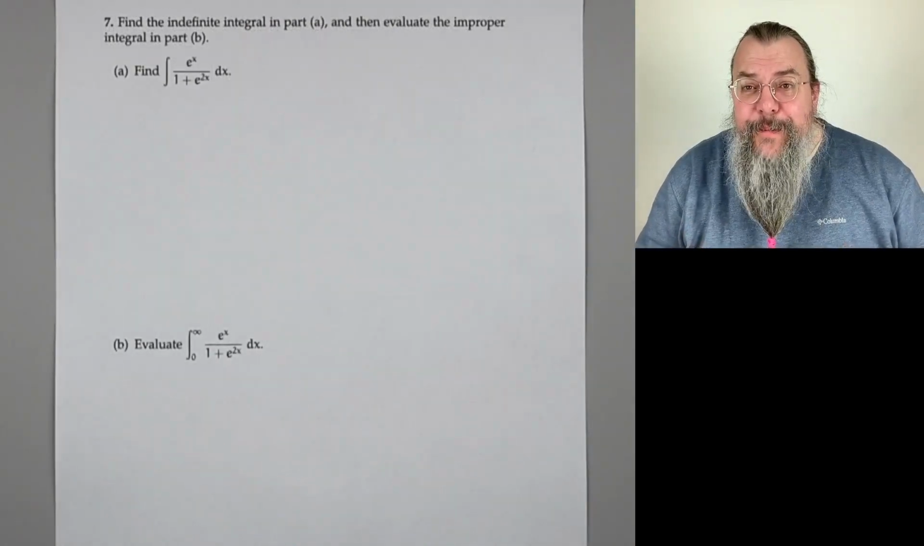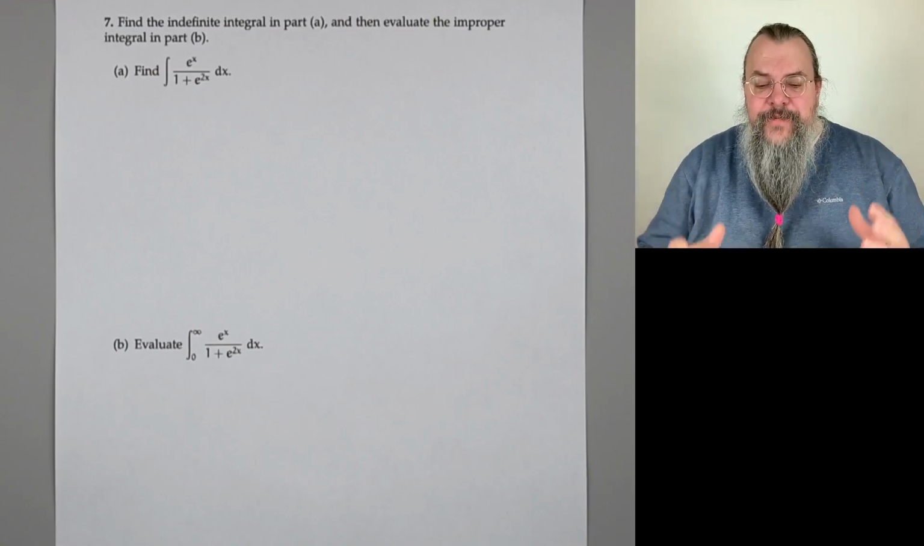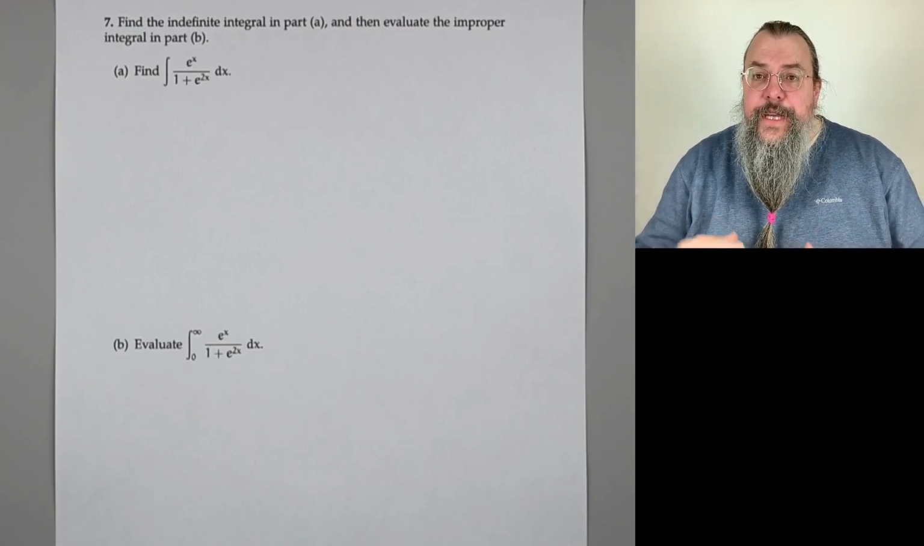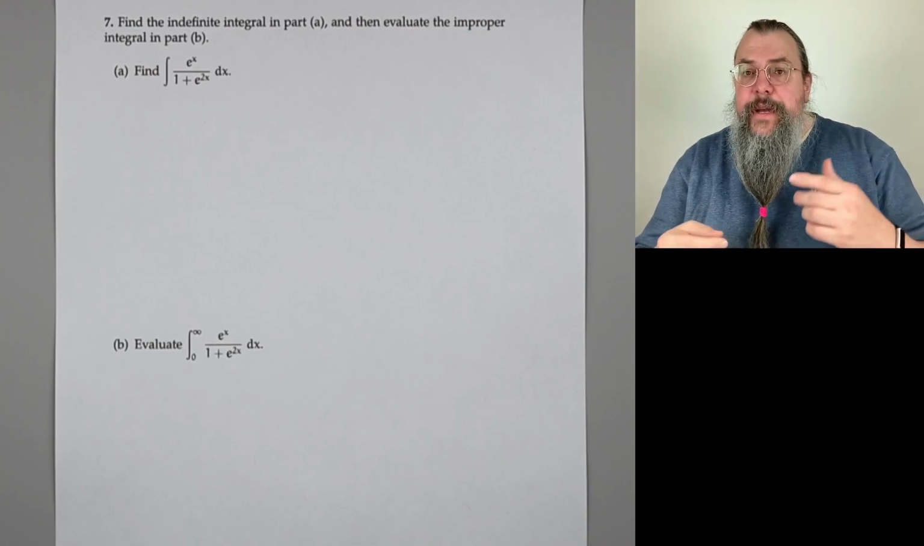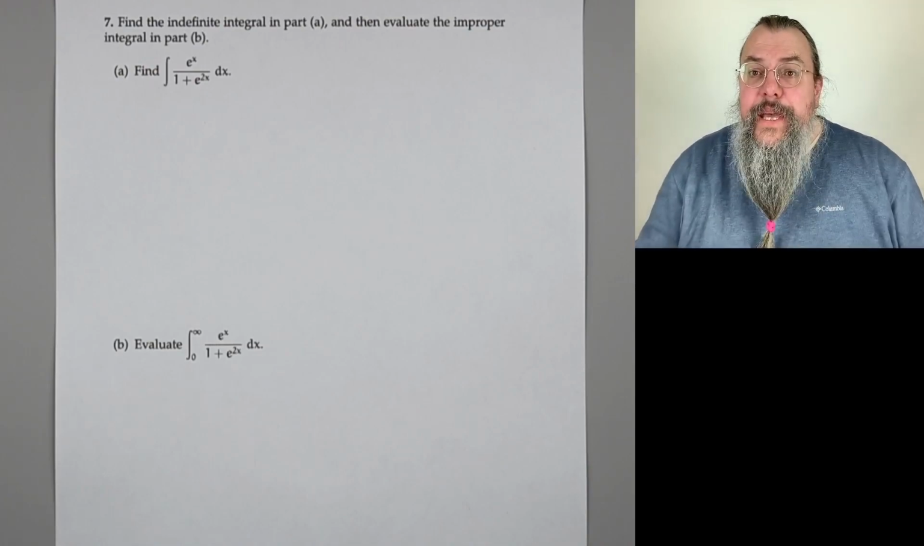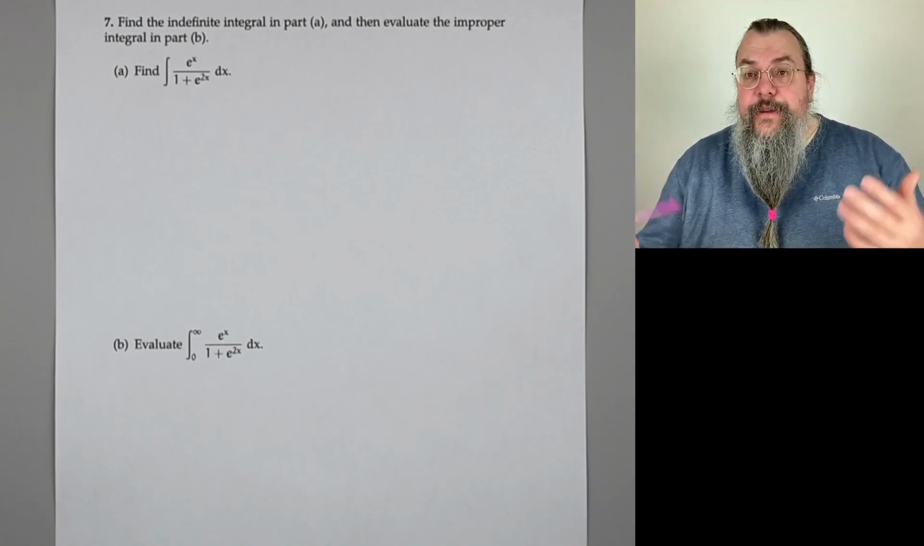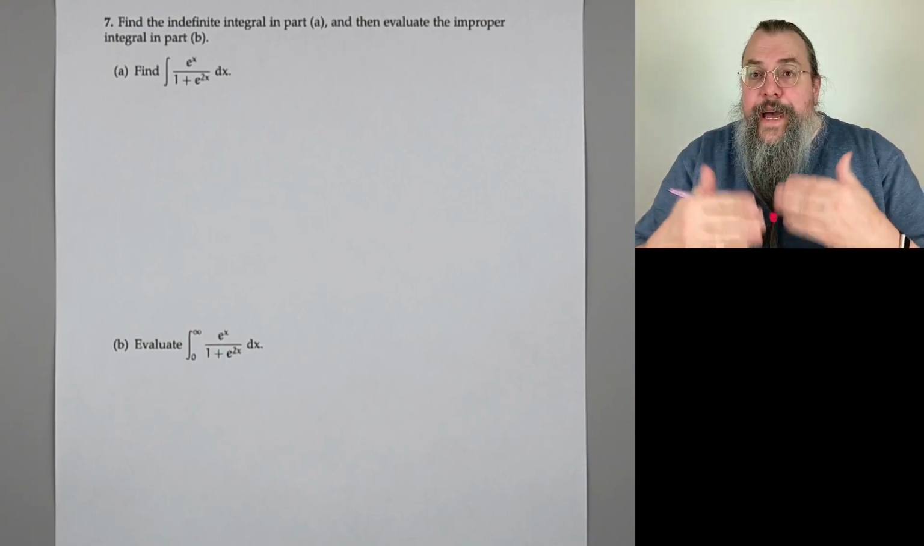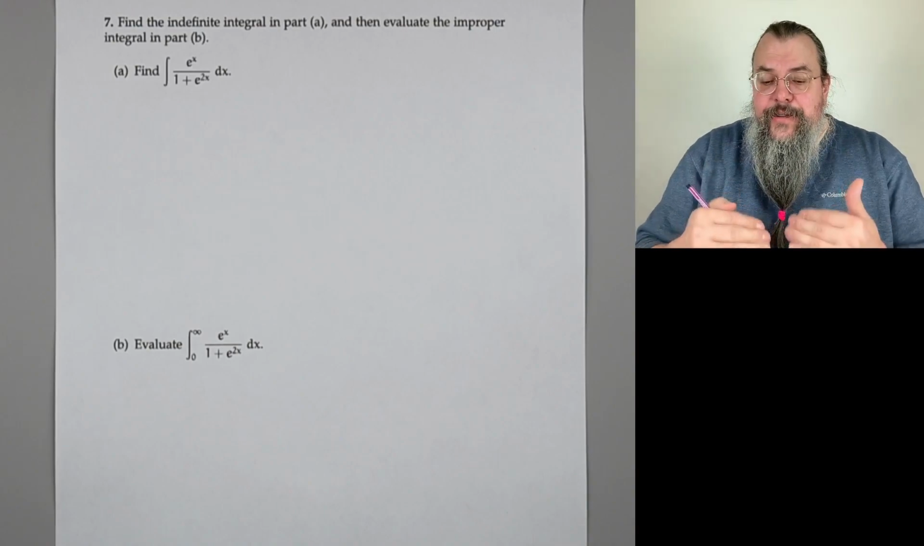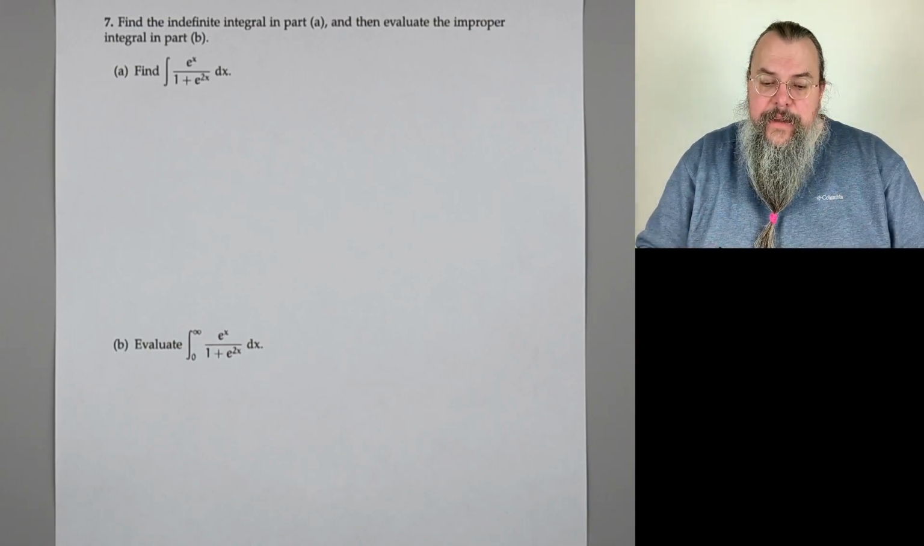Our last problem, number 7. Find the indefinite integral in part A, and then evaluate the improper integral in part B. All right, so we'll do part A first, because it says do that first. We are asked to find the integral of e to the x over 1 plus e to the 2x dx.